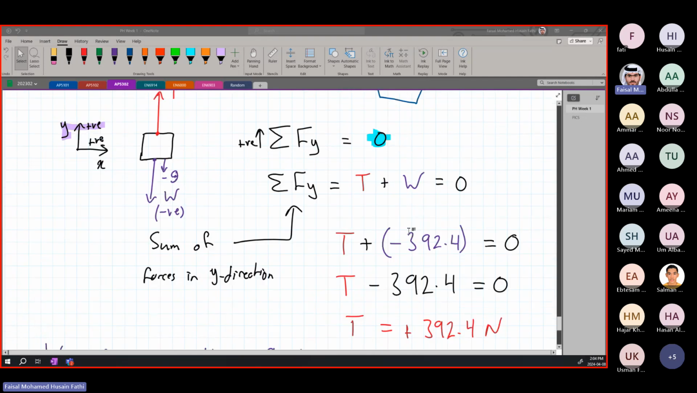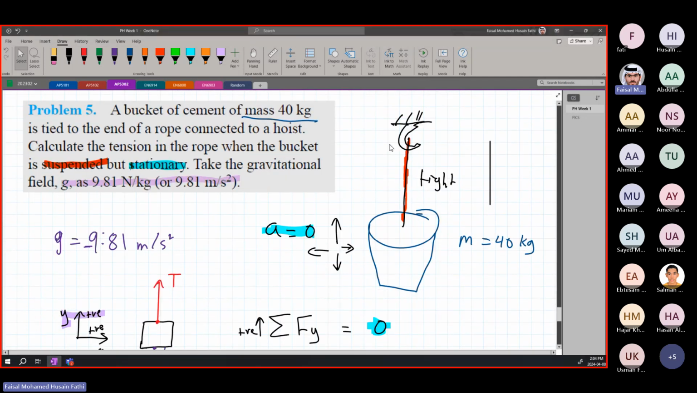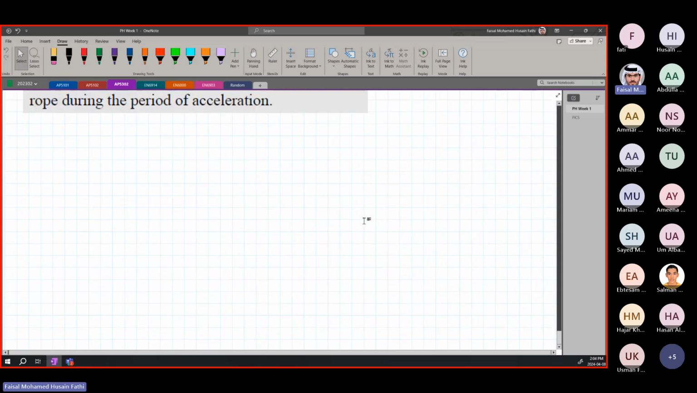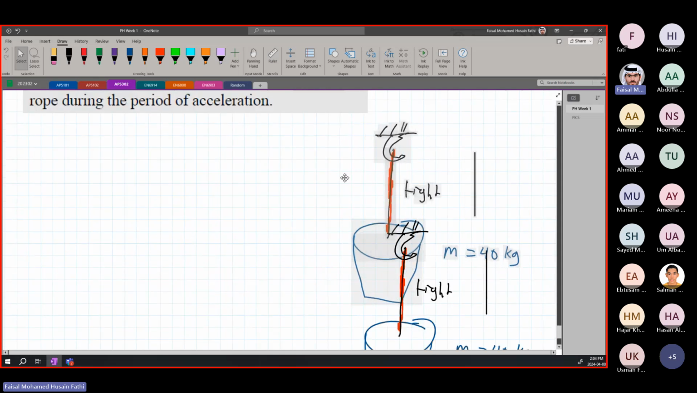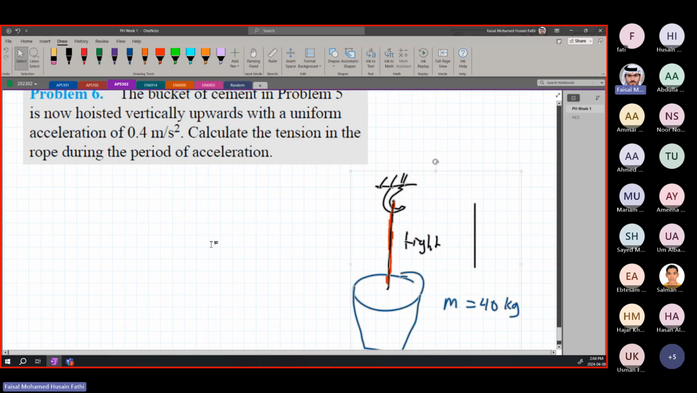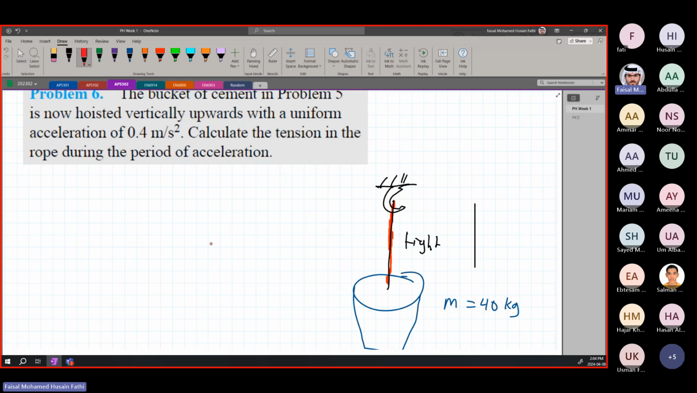So this bucket that we drew here, the same bucket, now is being pulled up, hoisted upwards. It is going upwards and it will have an acceleration. And what is the acceleration? Acceleration is equal to 0.4 meters per second squared. Calculate the tension in the rope during the period of acceleration.